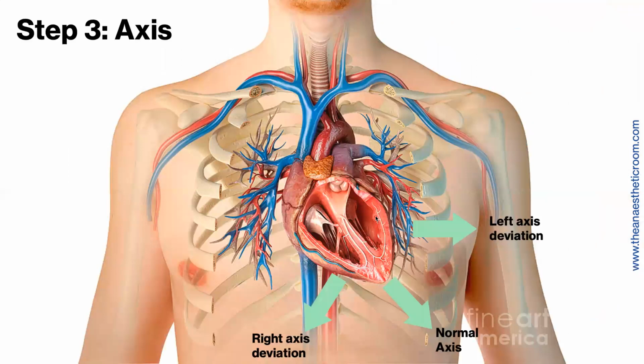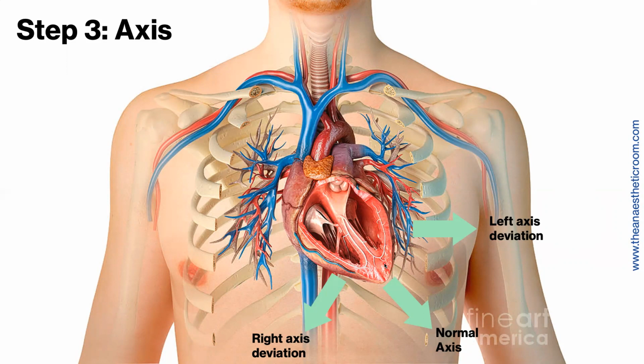Step 3 is axis interpretation. The axis of the heart describes the overall direction of travel of the electrical impulses in the heart. If you remember from video 1, the electricity should move from the SA node to the AV node through the bundle of His and down the bundle branches, right and left, all the way down to the apex and then up the Purkinje fibers on the right and the left. And if you stand here at the apex of the heart, you should see the majority of the electrical energy coming your way. This is a normal axis.